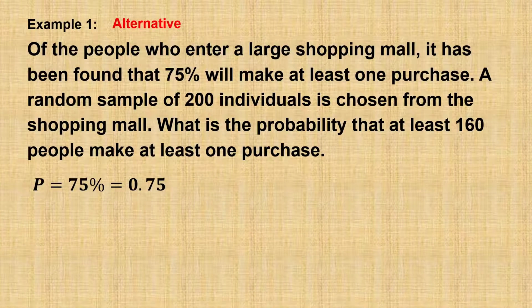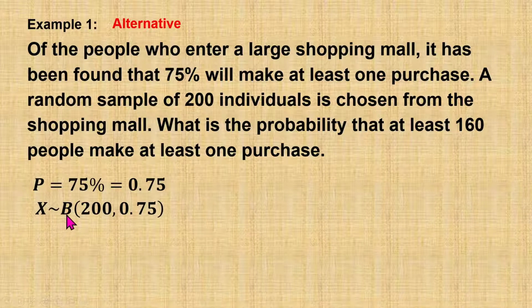For this question, actually we have another method to solve. We have learned that the proportion is very closely related to the binomial distribution. If the population proportion is 0.75, this is also the same as the probability of success of each observation under the binomial distribution. So x under the binomial distribution, where x is the number of people who make at least one purchase and n is 200, then 0.75 is the probability of success of each observation.